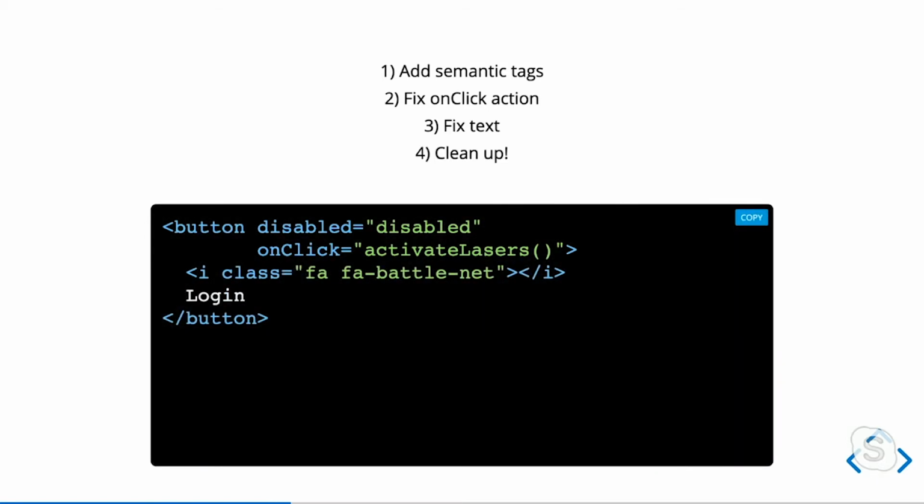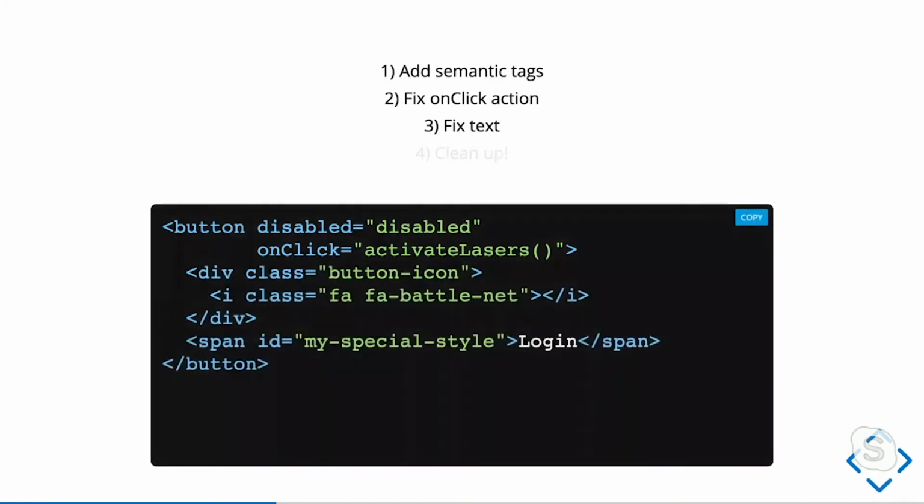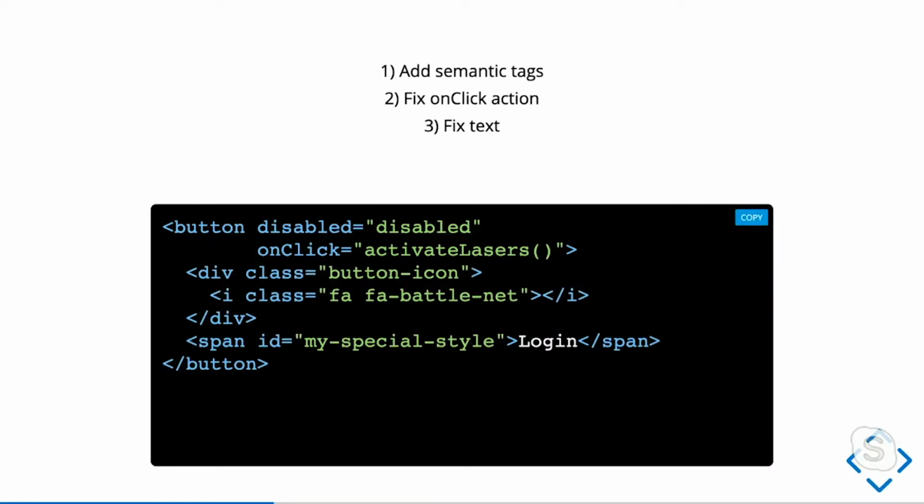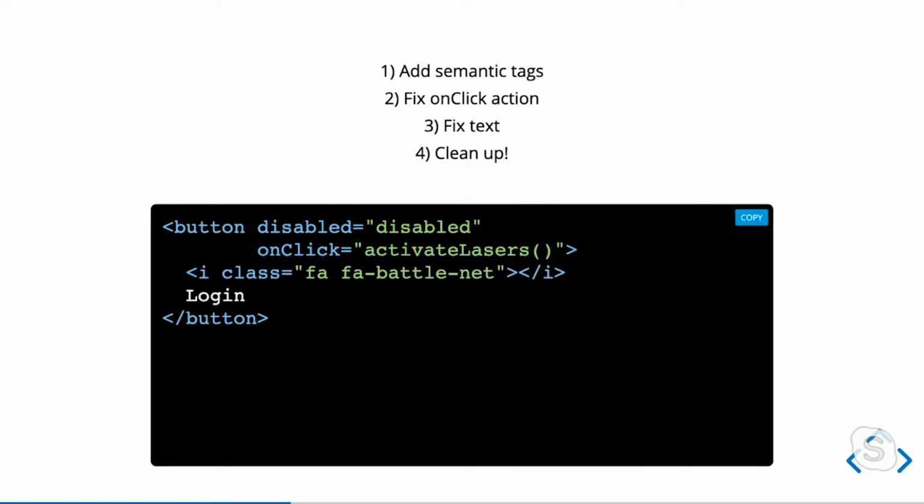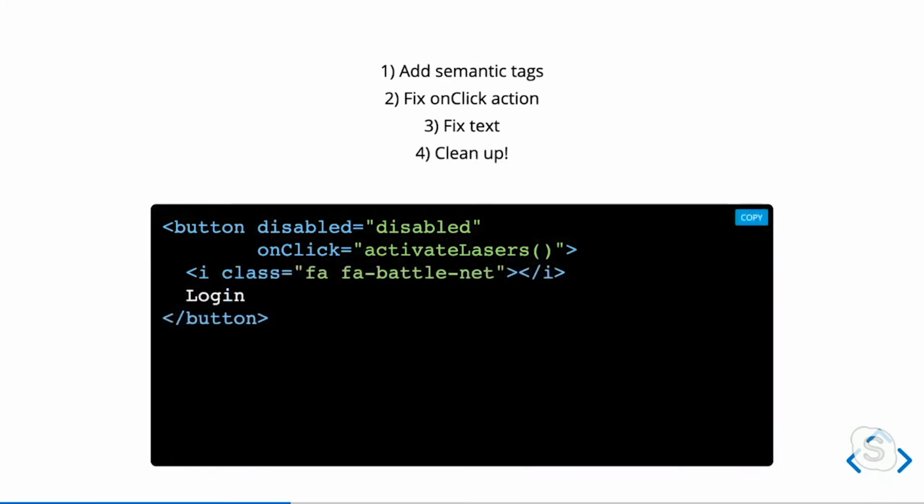And then also in the end, I will just go back, and you can see that we do some kind of cleanup. We can get rid of the wrapper around the icon, because we can easily style it without that, and also remove the span around the login, because we can just style the button itself. So with all those changes, we have much better looking code. It's much simpler and easy to read.